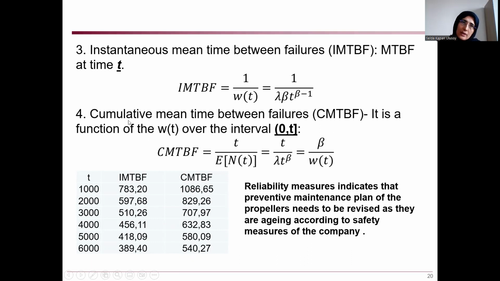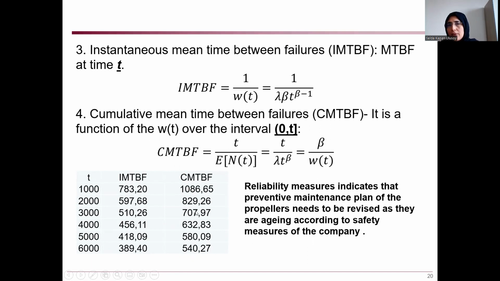The fourth measure is the cumulative mean time between failures, which is a function of T, over the interval 0 to t. You can find the CMTBF as T over the expected value of N(T), and if you do some calculations, you'll see that it equals beta over the intensity function. Again, in the table, for some time points, we give IMTBF and CMTBF.